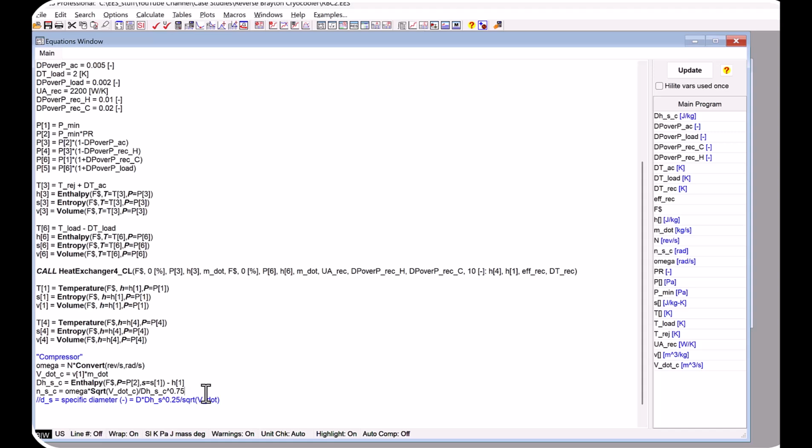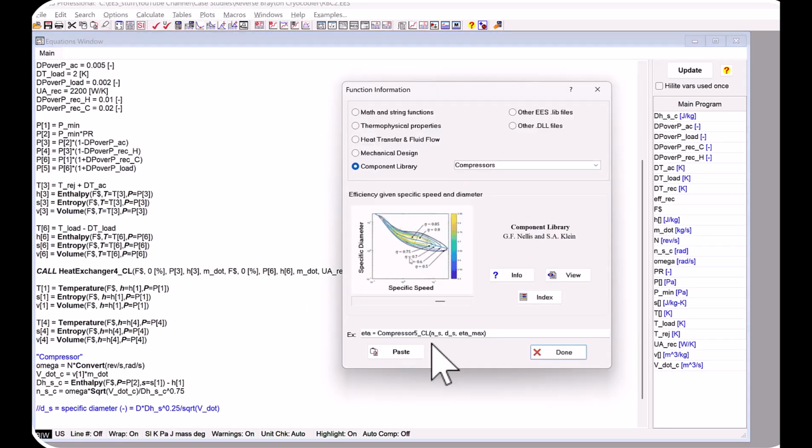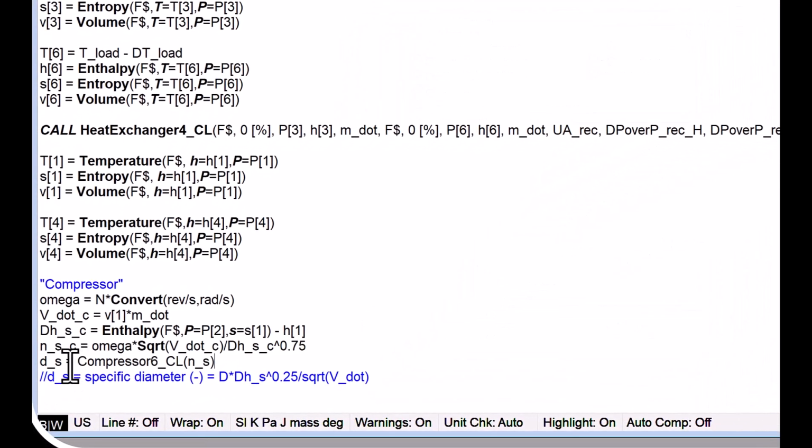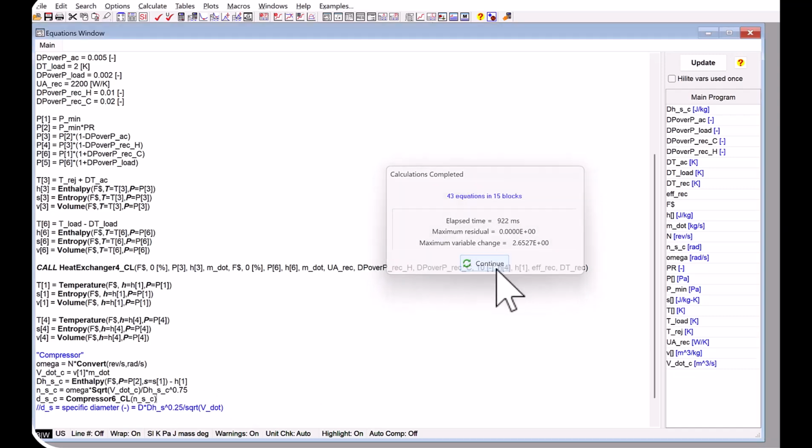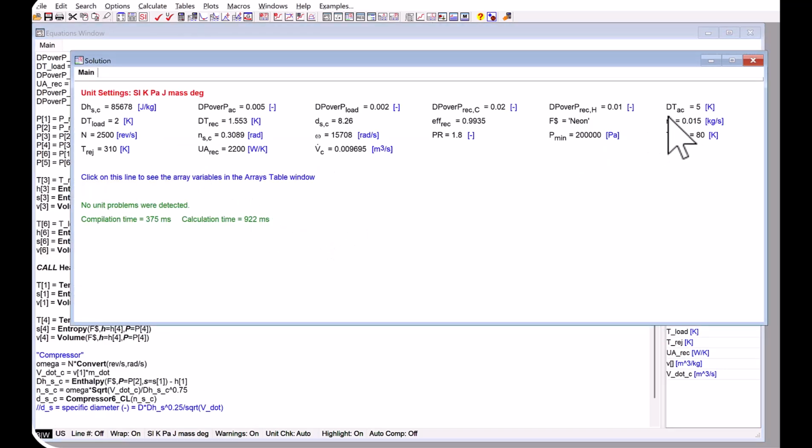So now that I know the specific speed, I can use this to get the optimal specific diameter that would maximize the efficiency. And again, I'm going to go to function information. I'm going to choose not this first one, but the second one. So I give it the specific speed. It gives me the specific diameter. We'll paste that in there. So the specific diameter is that specific diameter based on the specific speed. And that's going to be a dimensionless number. So I'm not sure where it is. It's right here. It shouldn't have any dimensions, and it doesn't.